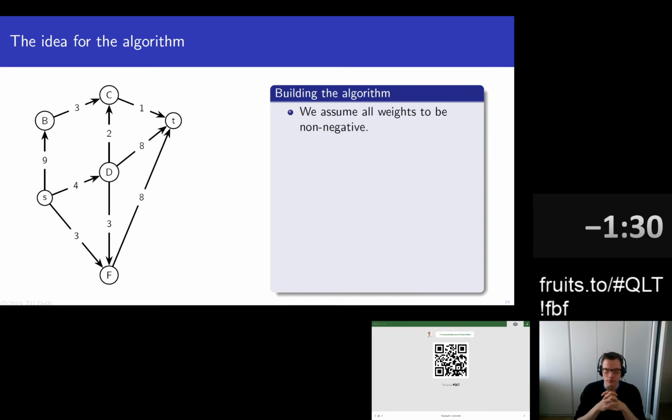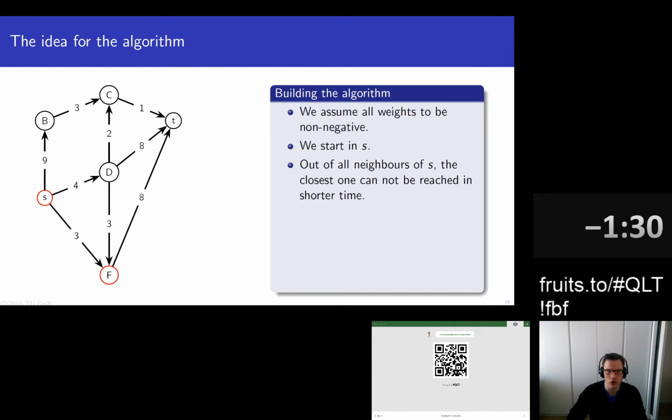So, Dijkstra's algorithm only works when weights are non-negative. Fortunately, in many shortest path applications, the weights are non-negative because they usually represent time. So until time travel is invented, Dijkstra is safe. Okay, so weights have to be non-negative. What else? Well, we start in some vertex S, and now we take a look at the closest neighbor to S.